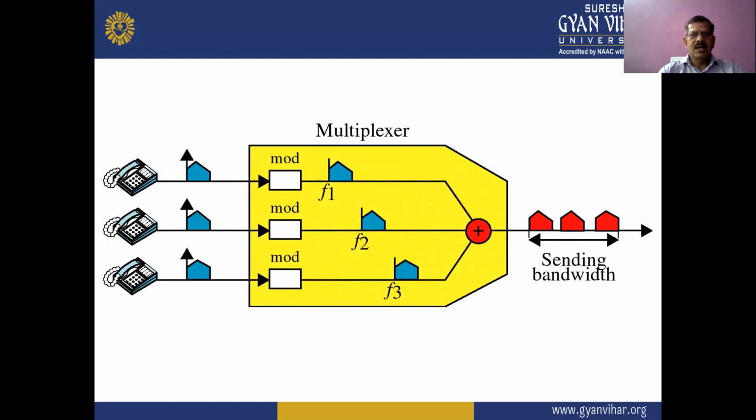In multiplexing, different modulation techniques are used for signals of different frequencies F1, F2, F3, and so on. And the output of this multiplexer is the FDM output signal that is sent with its bandwidth on the channel.